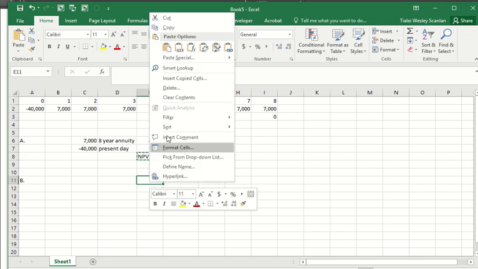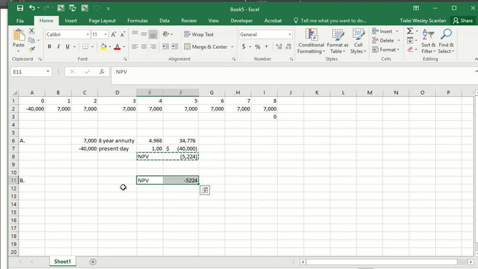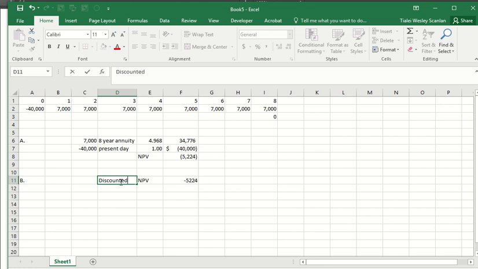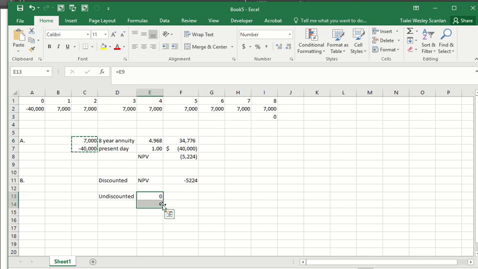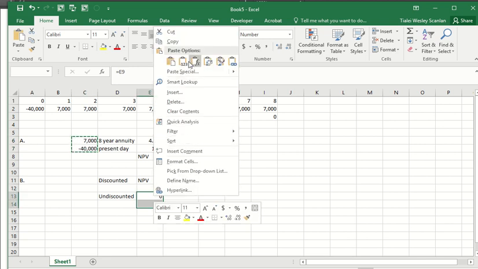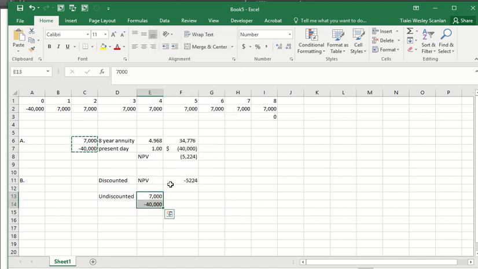We could just paste this. So this is discounted. It's discounted because we're using discount factors. We're taking account of the time value of money. Discounted would be looking at these cash flow factors. And then this one was for 8 years, right? So 8 years here, this was just a one-time thing.